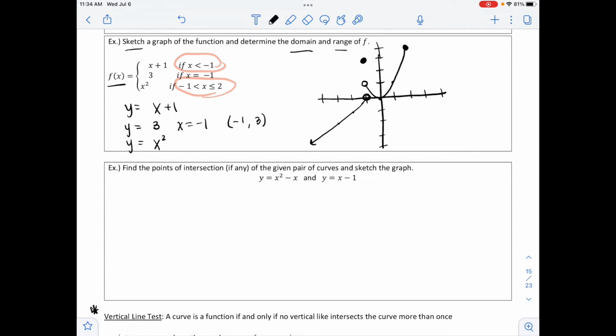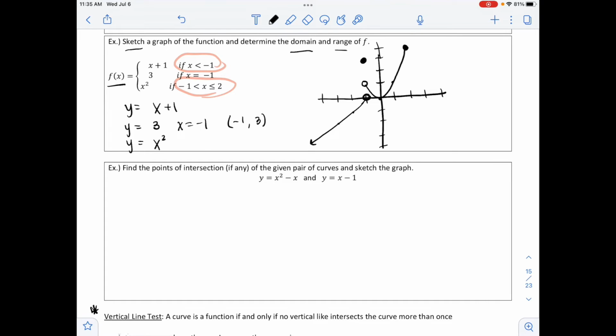Note down here below the next example is the vertical line test. And it says a curve is a function if and only if no vertical line intersects the curve more than once. So you can see with this example, if we were to draw a vertical line anywhere on this graph, it would never intersect the graph more than once, even at the value of x equals -1, since we have 2 open circles and 1 filled in circle.